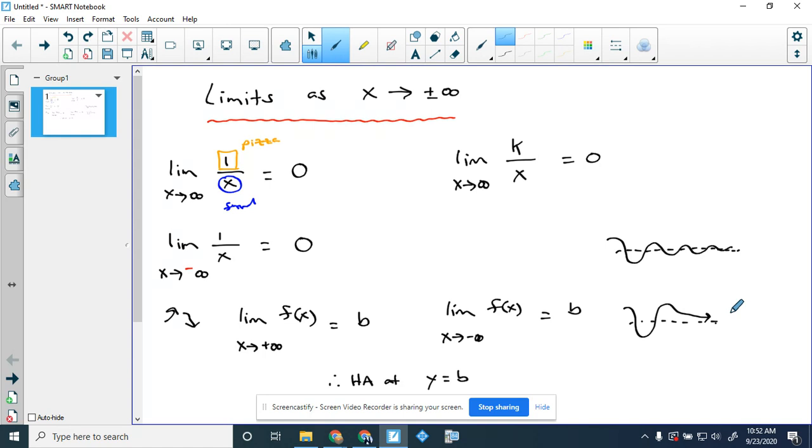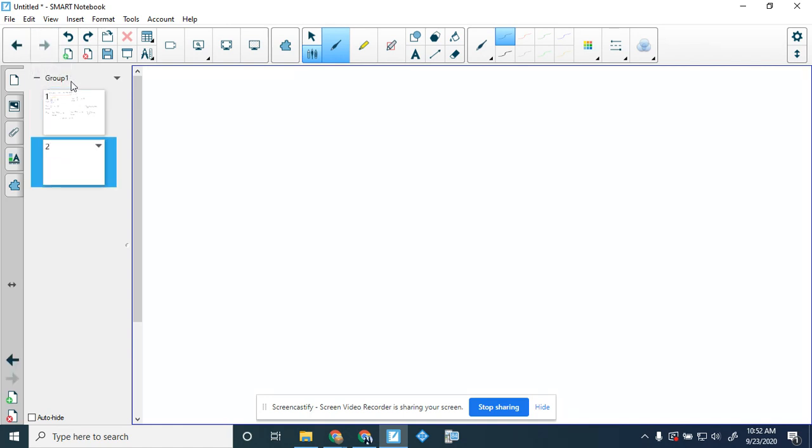The other thing worth noting, and we've talked about this already, is when you do limits as x goes to infinity, all of your limit properties still hold true. In other words, the limit of a sum is the sum of the limits and so on and so forth. All right, so those are limits as x goes to infinity. So let's just do some problems. Nothing crazy here, but we'll do a couple.